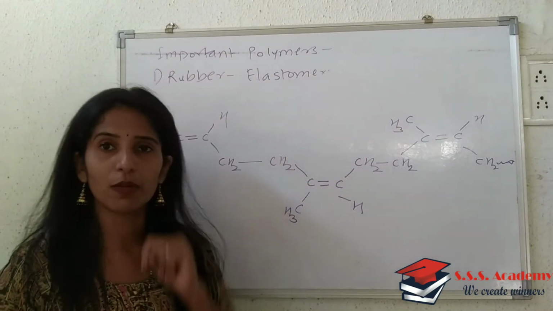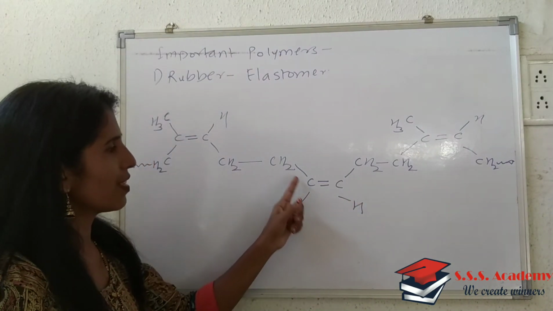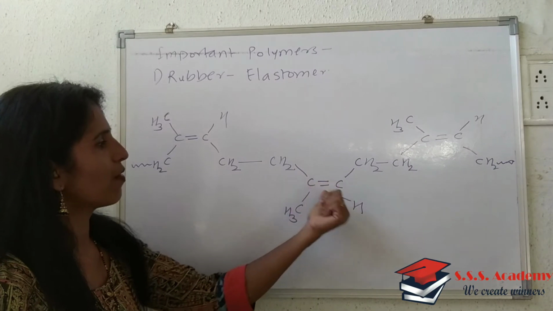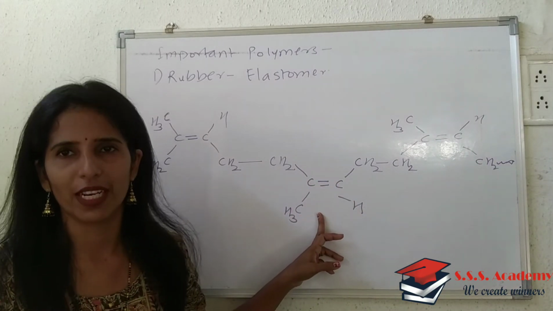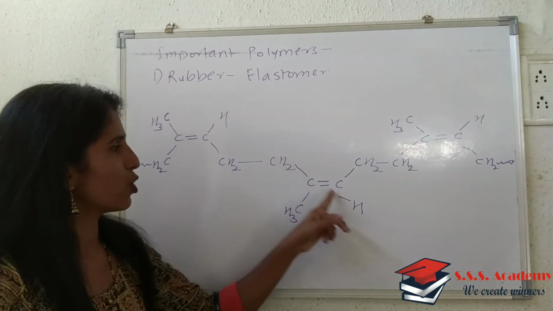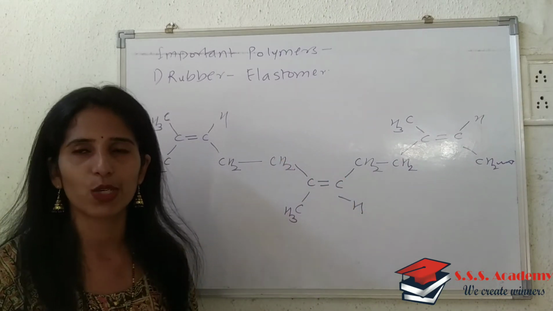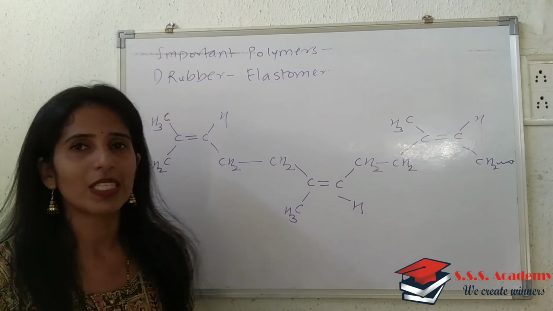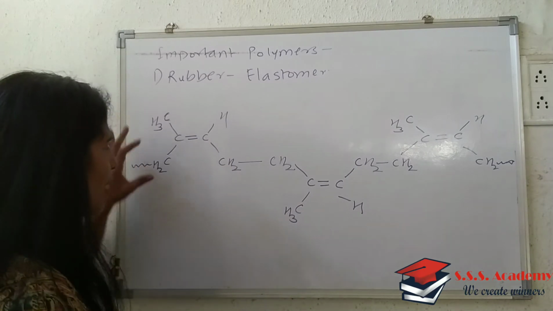If you observe the structure, since there are CH2 units on the same side of the double bond, it exists in cis configuration. Since both CH2 units are on the same side, it exists in cis configuration. If they are on opposite sides of the double bond, it results in trans configuration. So the same unit I have written.